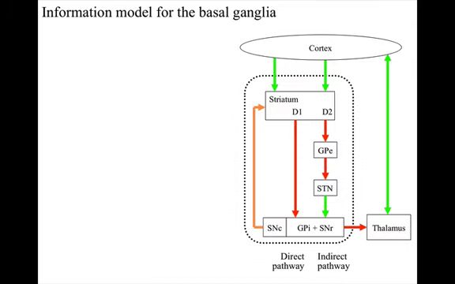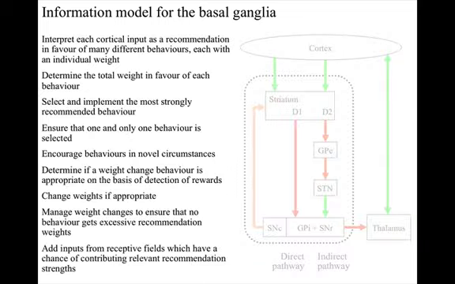So this is the major connectivity of the basal ganglia as we've looked at it before. Now, earlier in the course, we identified this list of the information functions that have to be performed by a behavior selection subsystem. Getting receptive field detections from the cortex, assigning recommendation weights, making sure that just one behavior is selected, adjusting recommendation weights in response to reward feedback, and so on. What I'm going to do is to go through each of these in turn and look at how the basal ganglia implements each function.